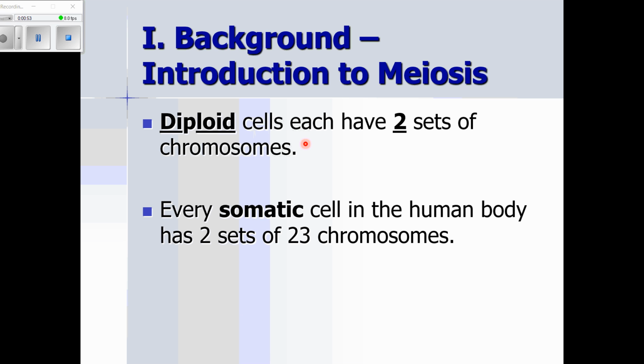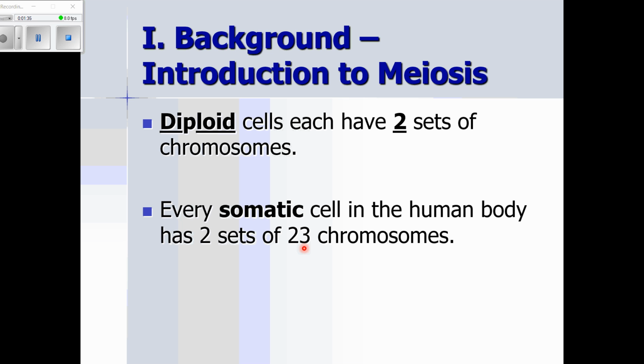Every somatic cell in the human body has two sets of 23 chromosomes. Somatic cells are diploid cells, and what we mean by somatic cell is just regular body cells, the non-reproductive cells. So that's most of your cells, right? That's skin, muscle, blood cells, lung cells, liver cells, kidney cells. Those are somatic cells, and they are diploid. They have two sets of chromosomes each. And for humans, there are 23 chromosomes in a set.